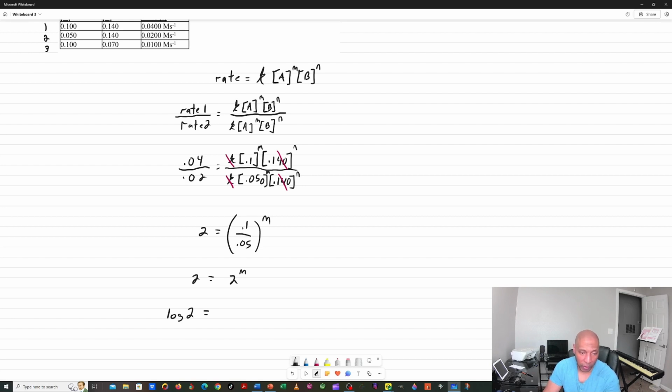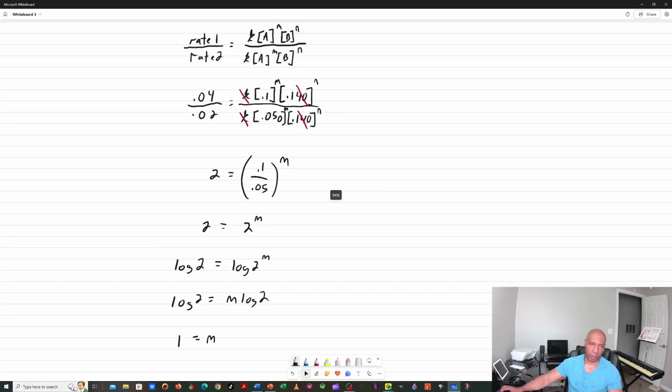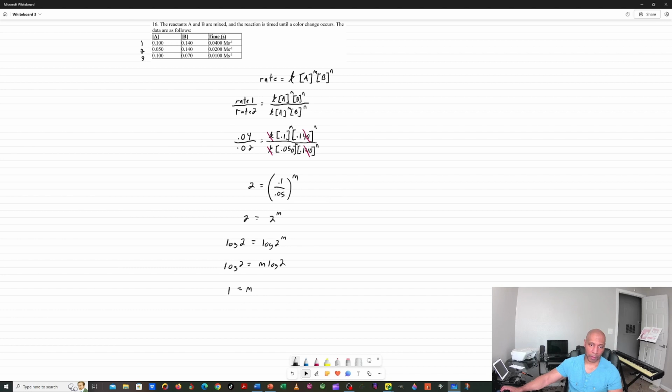So the log of 2 is equal to the logarithm of 2 raised to the m power. So this is where the power rule of logarithms comes in. Anytime I'm taking the logarithm of an exponent, I can take that exponent out of the logarithm. So I'm going to say log 2 is equal to m times the logarithm of 2. Now, of course, I divide both sides by the logarithm of 2, and I'm going to end up with 1 equaling m. So the order with respect to A is, of course, m. If you need to take a snapshot of that before I erase it, now would be the time. Or freeze it, or whatever you want to do.